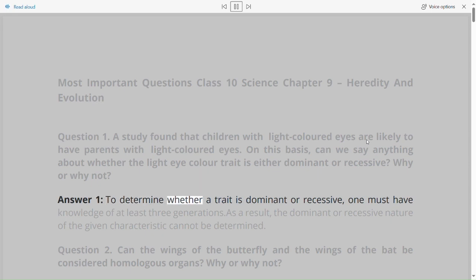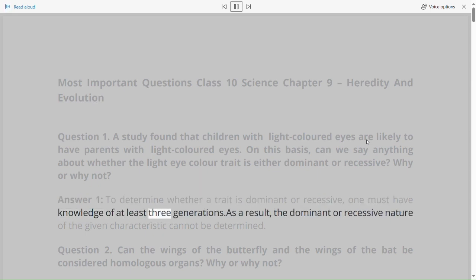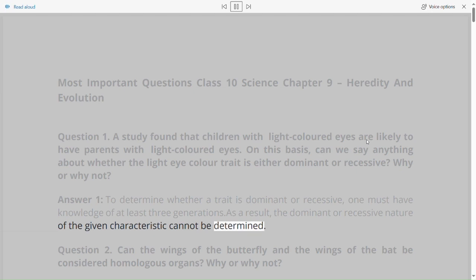Answer 1. To determine whether a trait is dominant or recessive, one must have knowledge of at least 3 generations. As a result, the dominant or recessive nature of the given characteristic cannot be determined.